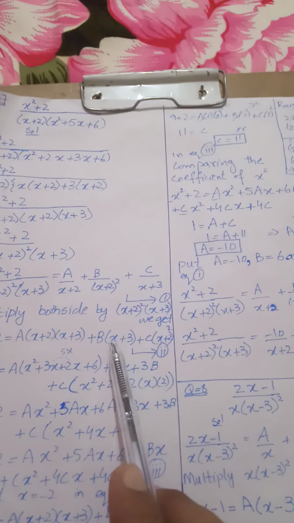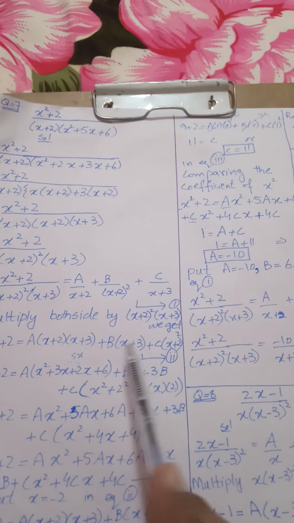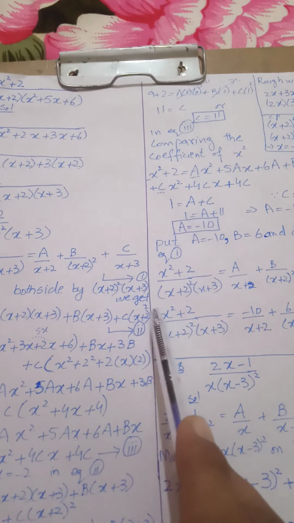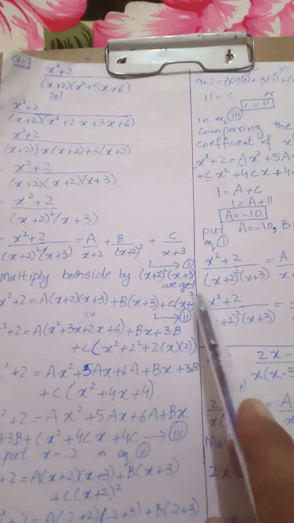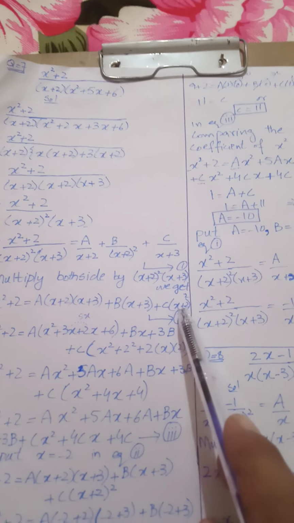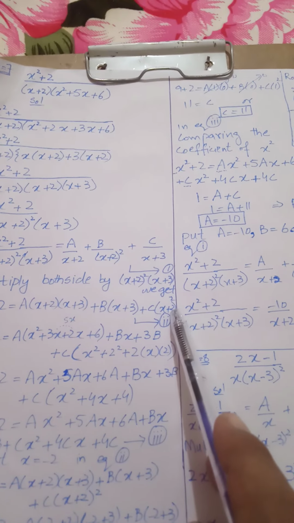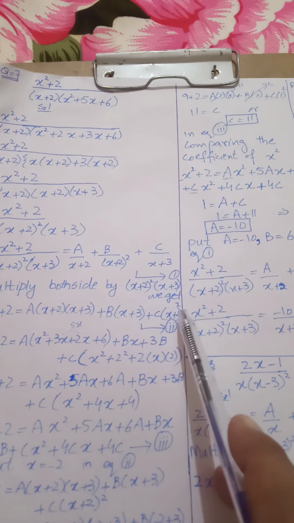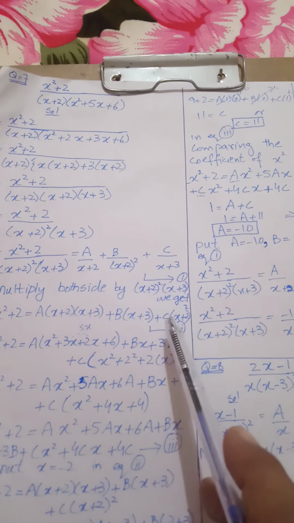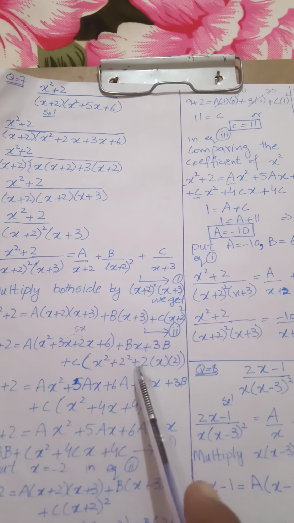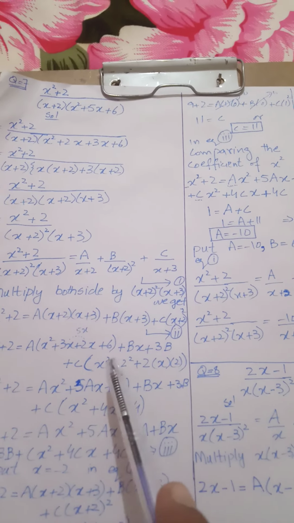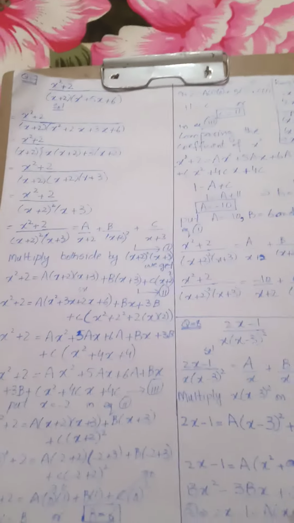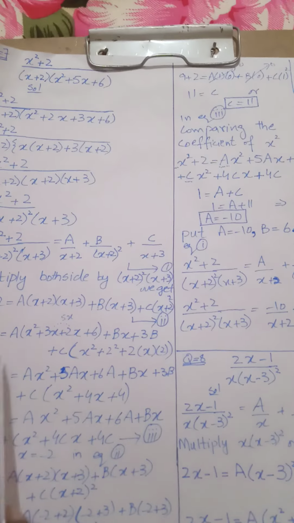Similarly, this is bx plus 3b, and now you can see that this is c into x plus 2 whole square. Now this is the formula, a plus b whole square. Here instead of a, this is x, and instead of b, this is 2. So when we apply the formula, a plus b whole square is a square plus b square plus 2ab. Instead of a, we will use x, instead of b, we will use 2. Now this will be x square plus 2.